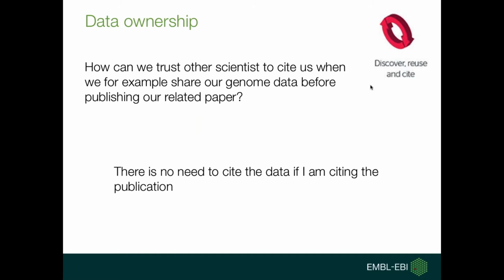So the example we have here is someone who's generated some genome data. If we share this before we publish the related paper, how do we know we can actually trust somebody not to do something with that before we do? And also, if I'm citing a publication where they talk about the data that's been generated, do I actually need to cite the data set as well?